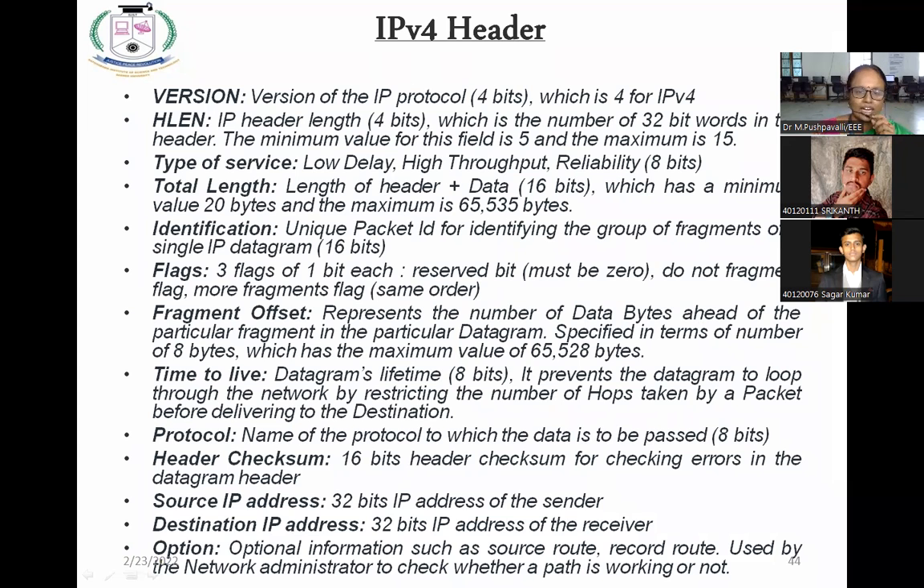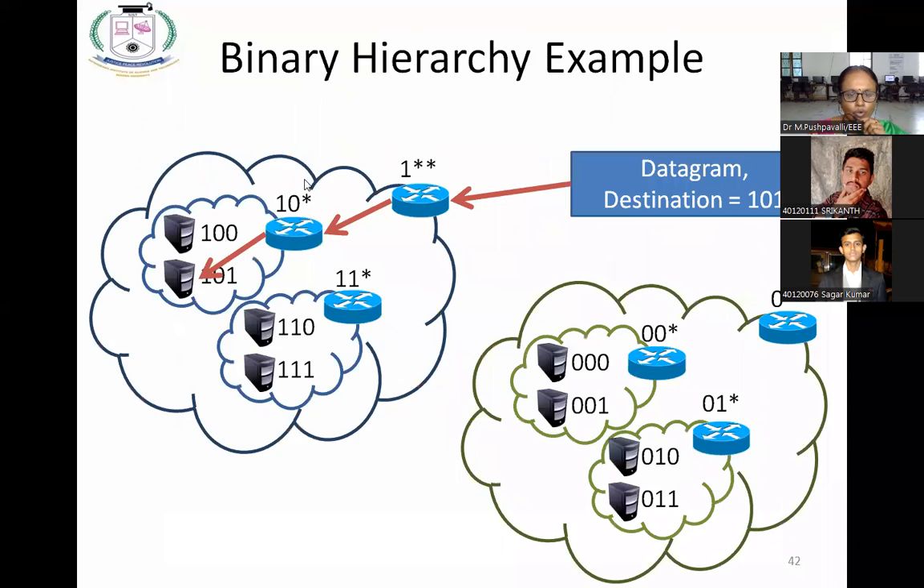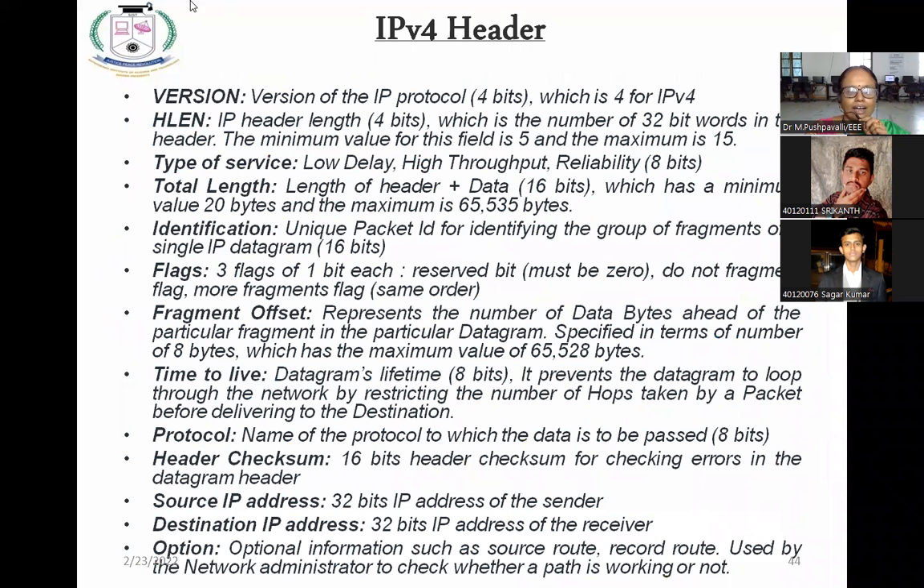So when you explain any IPv4 header, you are supposed to explain this version. Header version is nothing but IPv4. Header length. Type of service, I told you that it is about delay, throughput, reliability. Total length 2 power 16, and identification. So in that identification, 16 bits means it's a unique packet ID. For every packet, we have this identification.